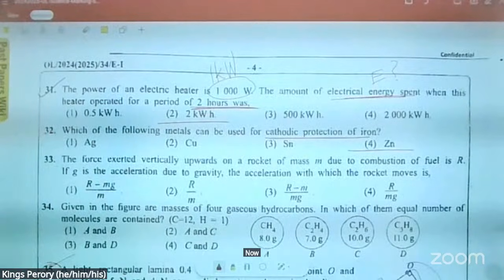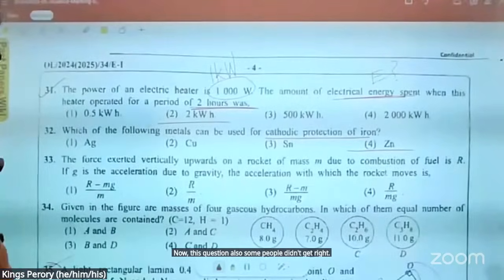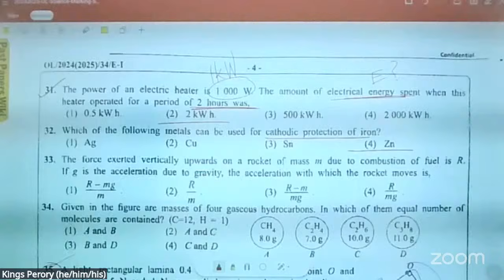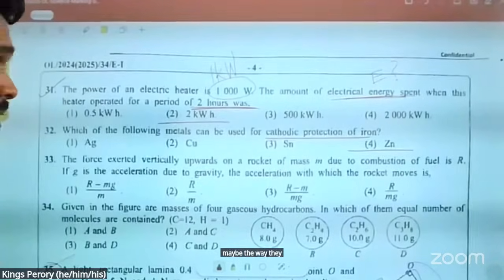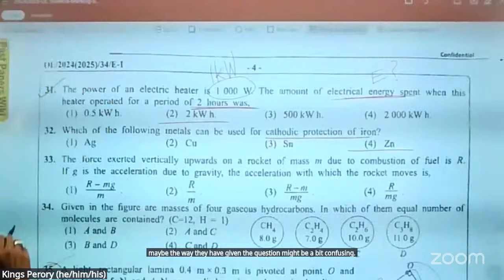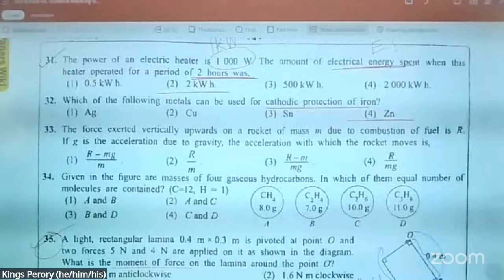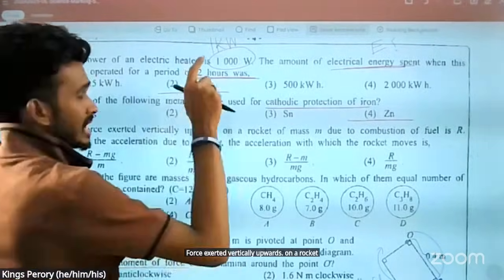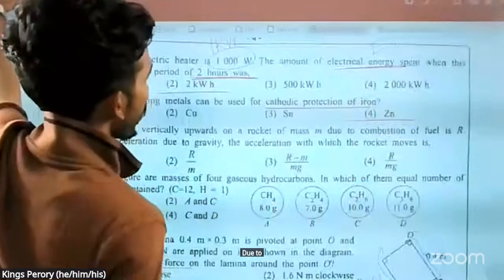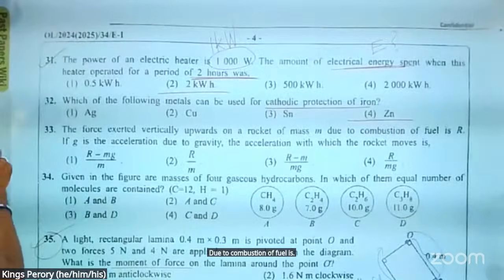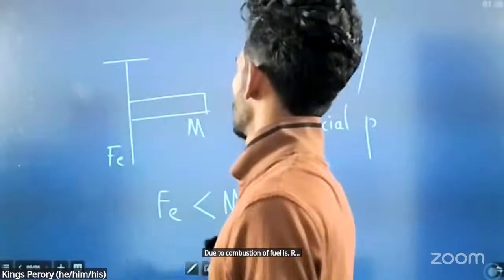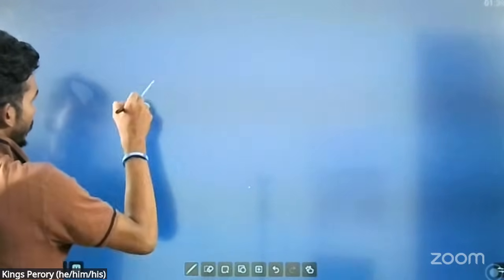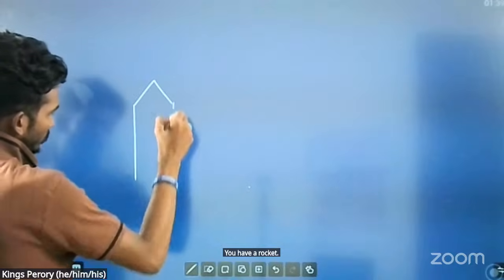Now, this question also some people didn't get right. Maybe the way they have given the question might be a bit confusing. Force exerted vertically upwards on a rocket of mass m due to combustion of fuel is R. And you have a rocket.